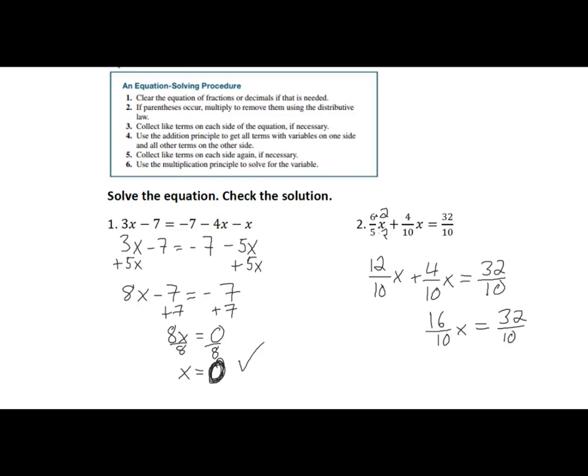And we can simplify this here, but I would rather just go ahead and multiply by the reciprocal. 10 over 16. Multiply by 10 over 16. 16 cancels 16. 10 cancels 10. You're left with just x equals, cancel 10s, 32 divided by 16. Well, that's 2 here and a 1 there. 16 times 1, 16 times 2. So this equals 2. We can go ahead and check that.